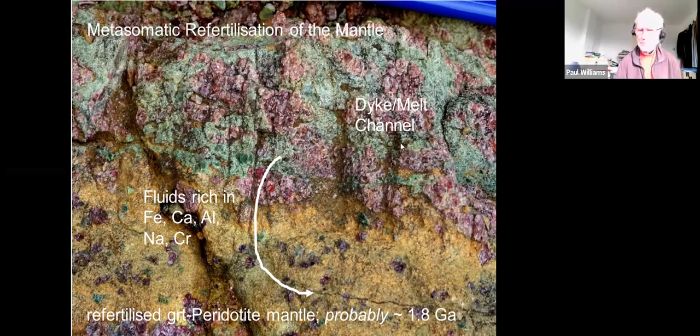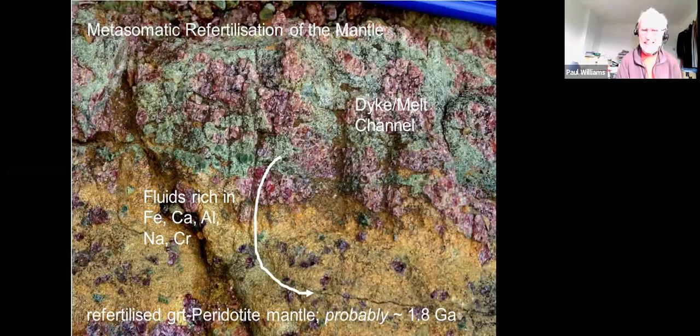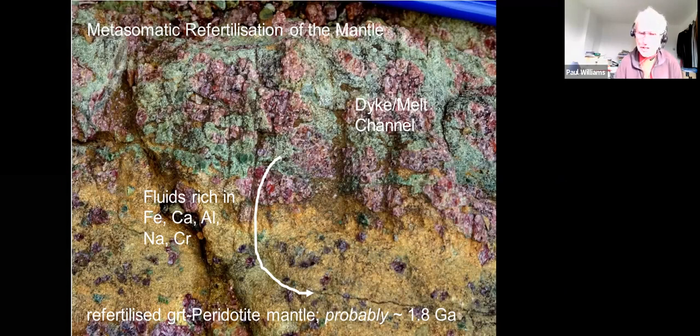fluids from this melt, and this melt would have been basaltic, if you want a safe handle to grab hold of. Fluids rich in iron, calcium, aluminium, chromium, sodium, probably some water. All this would have leached from this melt back into the residual, the harzburgitic mantle, and has refertilized it. So it's replenished all the chemicals that were lost from this bit of mantle when it produced its melts at 3.1 Ga have now been replenished.